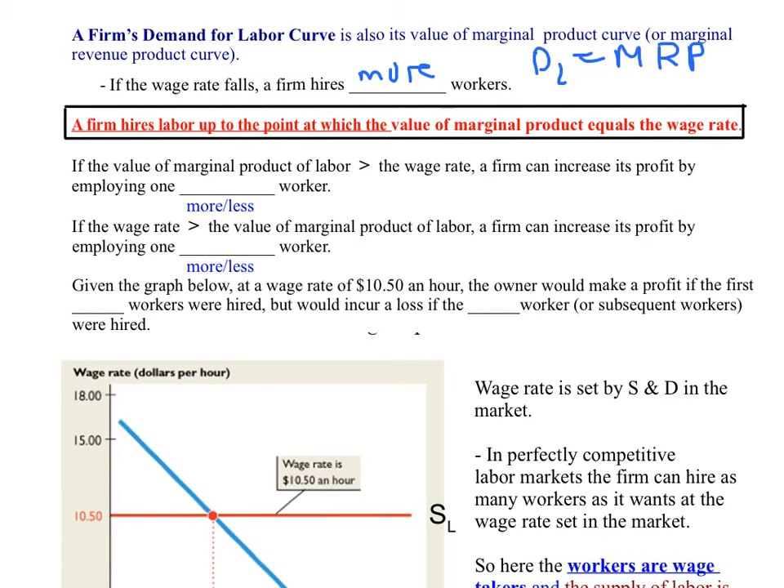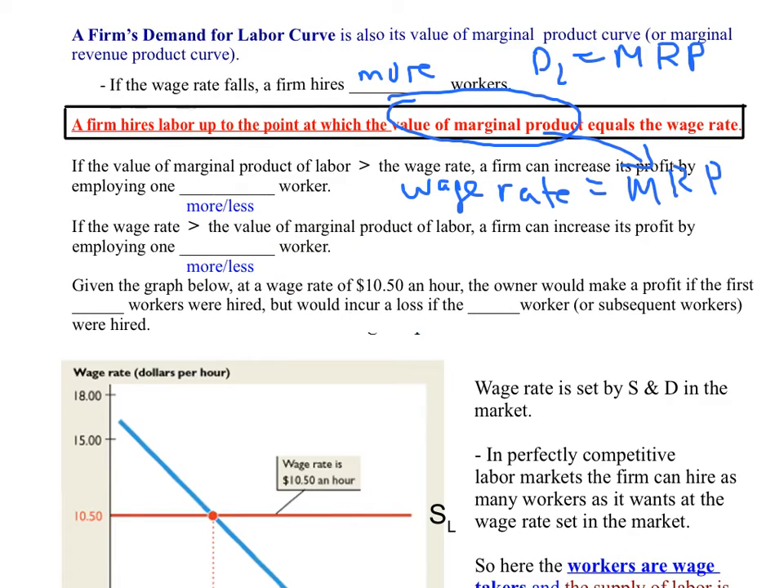When is a firm going to, up to what point is a firm going to hire workers? Well, it's going to simply be when the wage rate that they're paying equals the marginal revenue product. So the value of the marginal product, not the marginal product, the value of the marginal product is the same as the marginal revenue product, which is the selling price times the marginal product of labor. So think of it.